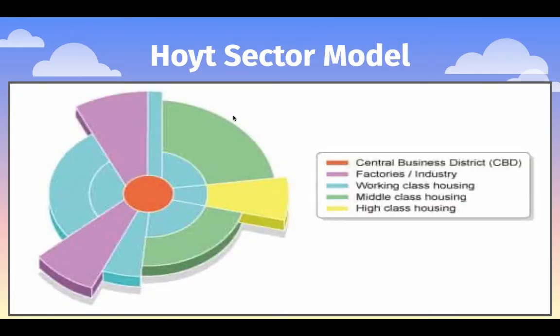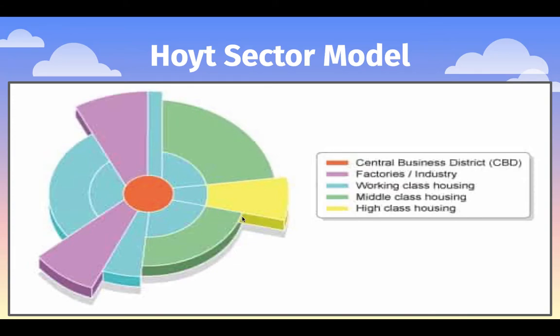In the Hoyt sector model, here's what we have. The center is still the central business district. That is still the focal point, right? But then things get a little different. We have these 2 big sectors that connect to the central business district in purple here that represent our industrial sectors, manufacturing, factories. But then also bordering the central business district and bordering the factory zones is the working class residential area.